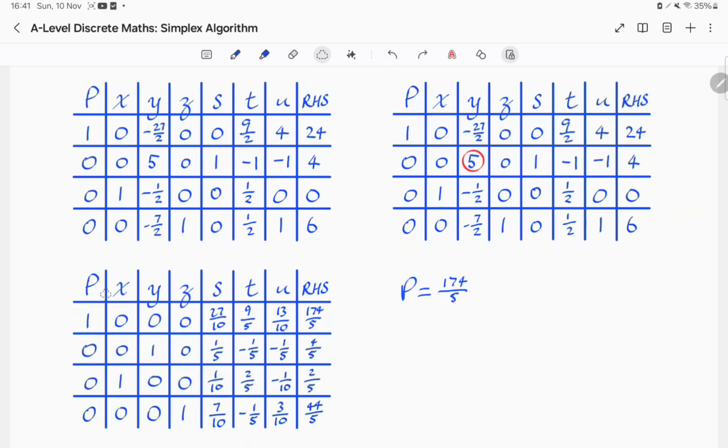Here we can read across and find that p is equal to 174 over 5, and this occurs when x is equal to 2 over 5, y is equal to 4 over 5, and z is equal to 44 over 5. Notice now that s, t, and u are non-basic variables, and therefore they are all equal to 0.